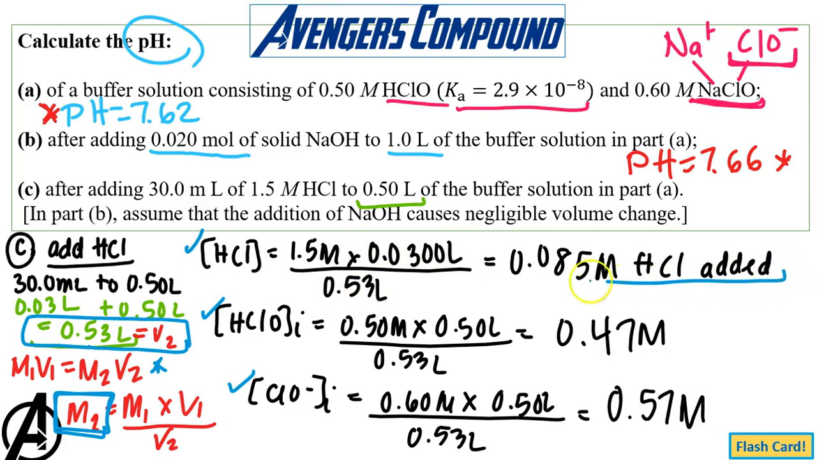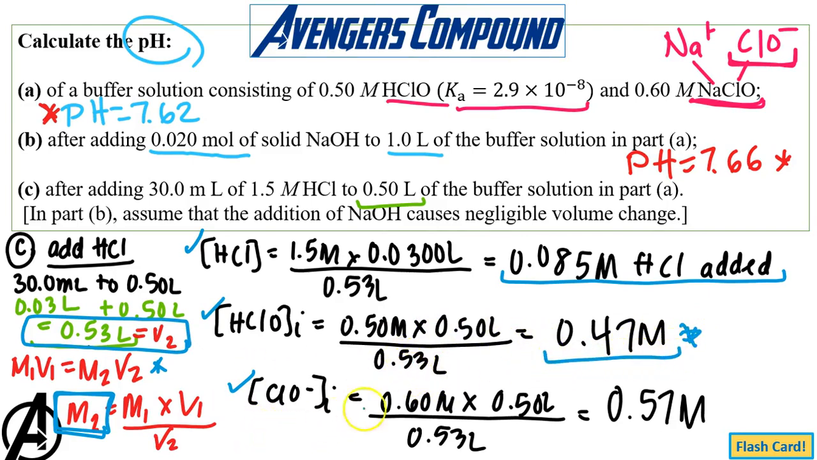And so the concentration of HCl added is 0.085 molar. We'll do the same thing with HClO, which is our weak acid. The initial amount was 0.50 molar. The volume for the buffer solution was 0.50 liters. I'm going to divide that by the total volume, and I get a new initial amount of 0.47 molar.